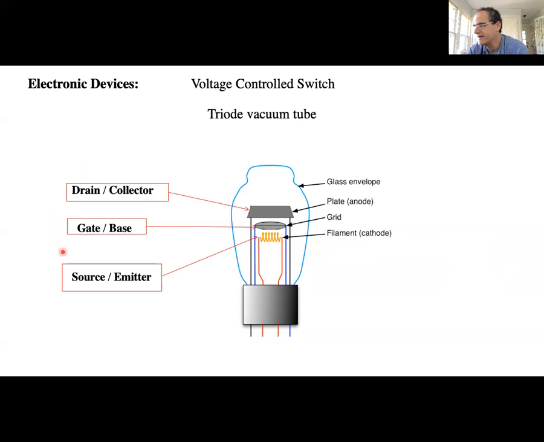But when we talk about transistors, the same functions will have different names. The source of electrons will be called the source, or the emitter. The control will be called the gate, or the base. And the anode of the circuit will be called the drain, or collector. Okay? All right. Well, let's see how this funny-looking device works.